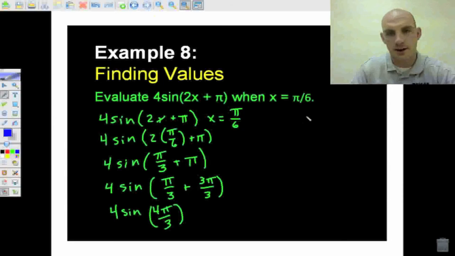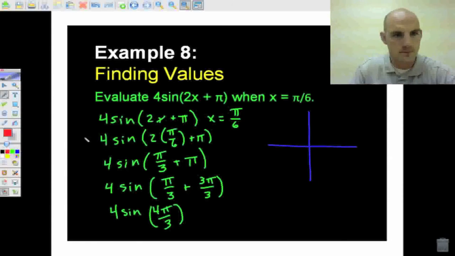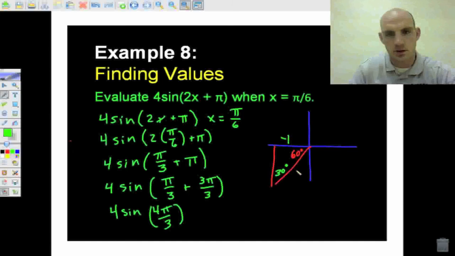So when I go back here, I'll draw in my x and y axis. I'll put in my theta, and my reference angle is 60. So that means I've got a 30, 60, 90. So this is 30. So this means this is negative 1, still 2, negative square root of 3 here.